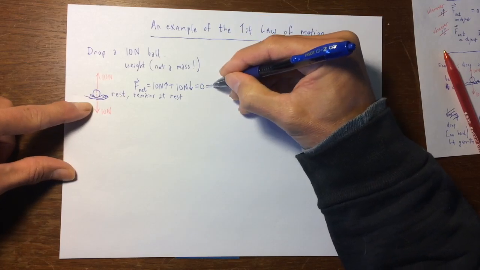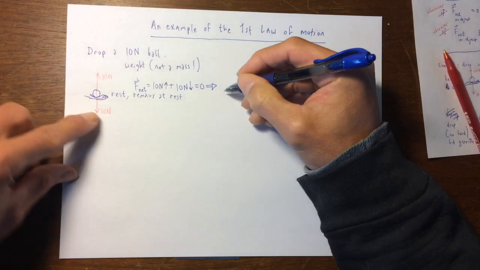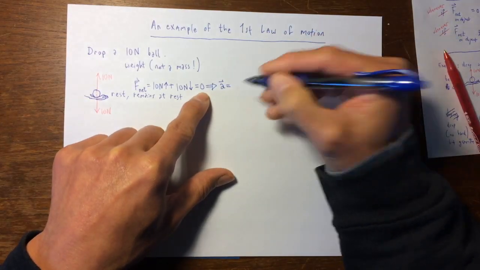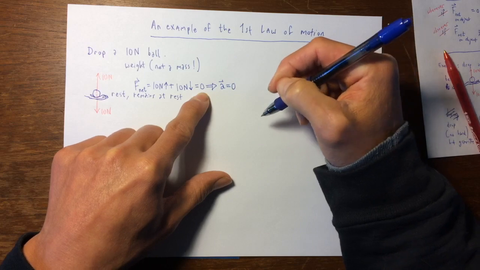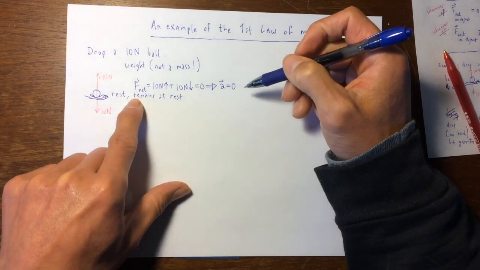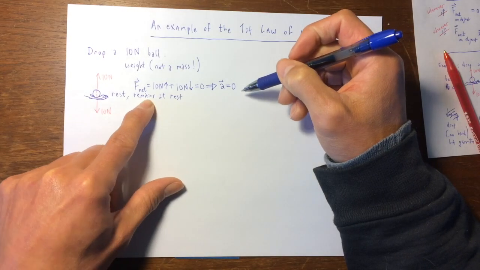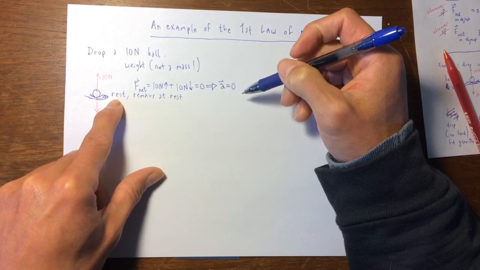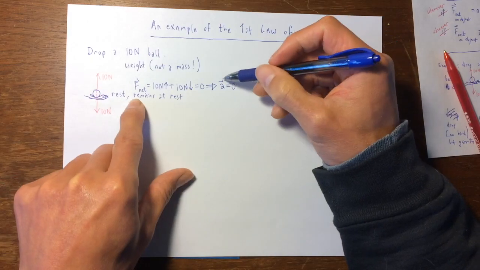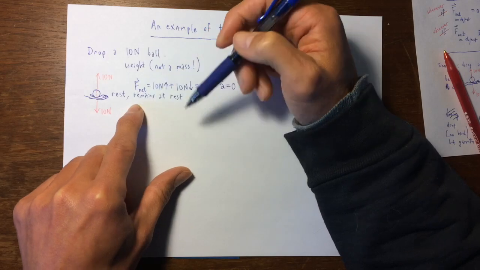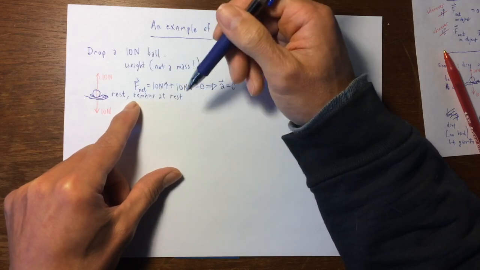And by Newton's first law, whenever the net force is equal to 0, the object is not going to accelerate. And when the object doesn't accelerate, it just remains with whatever motion it had. In this case, the motion that it had was no motion. So because the net force is 0, it's going to remain in that situation of motion. It remains at rest.